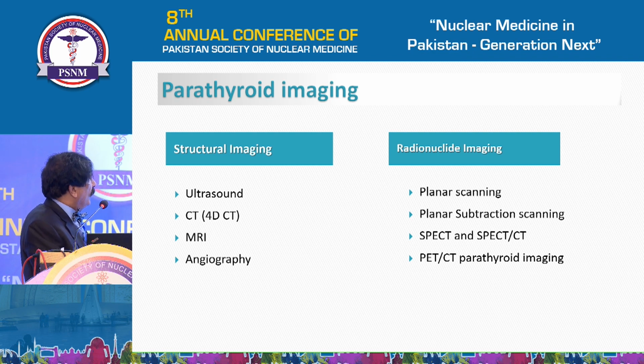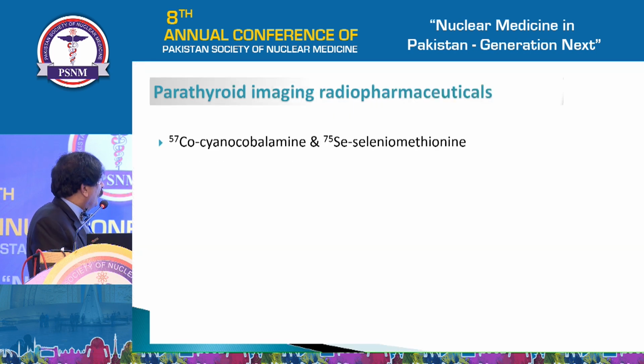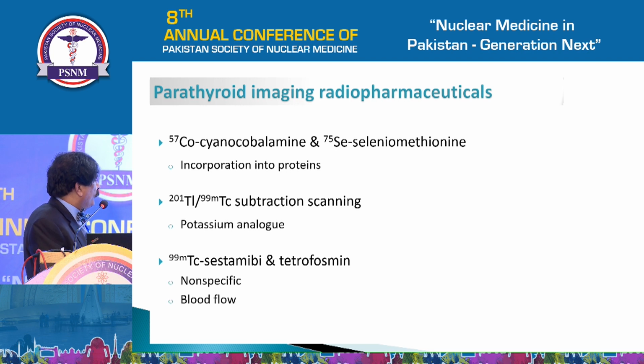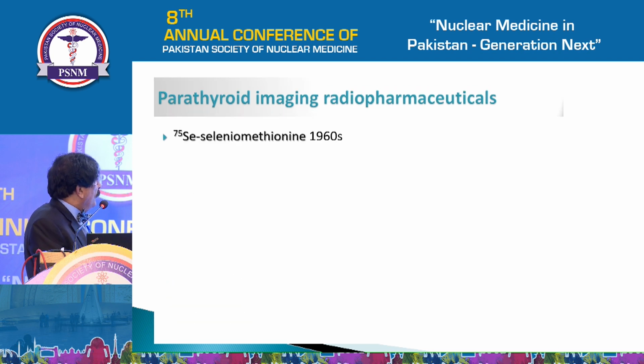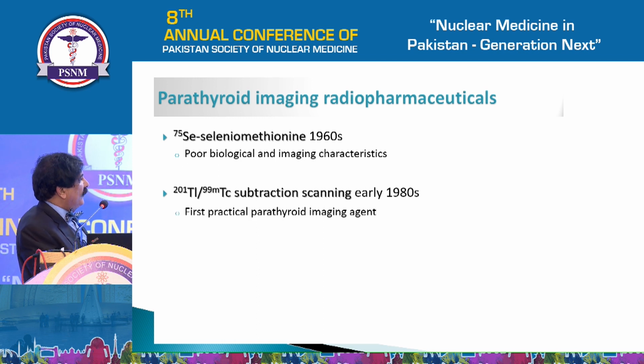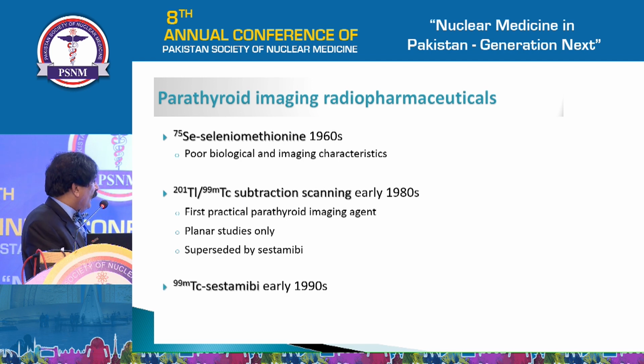The structural imaging modalities are ultrasound, CT and MRI. Radionuclide imaging is planar, subtraction imaging, SPECT CT, and now PET CT. The radiopharmaceuticals, historically: cyanocobalamin, thallium-201, maybe tetrofosmin, and selenomethionine, which was introduced in the 1960s, with poor biological and imaging characteristics. This was superseded by thallium-technetium subtraction scanning in the 1980s, and this was the first practical parathyroid imaging agent. Then when MIBI came in, it took over.